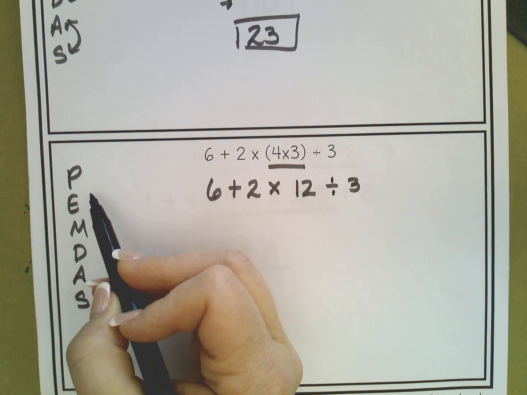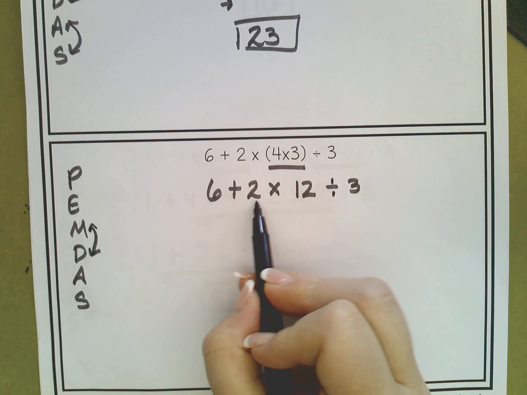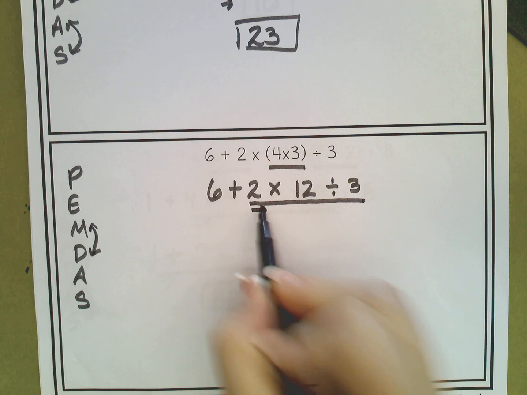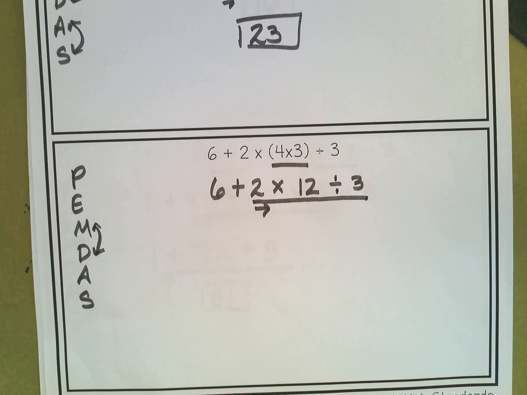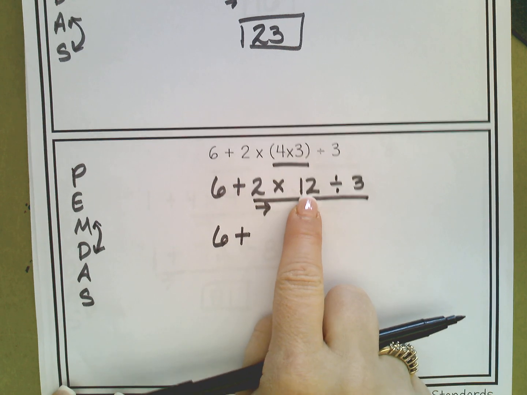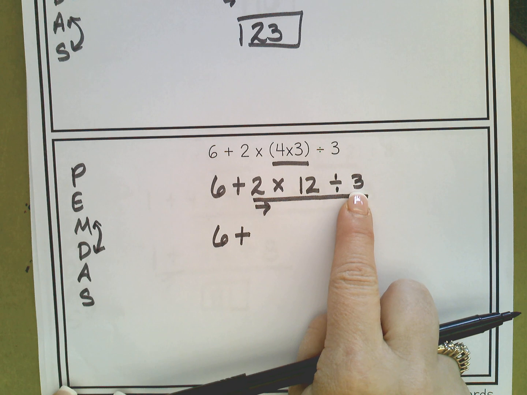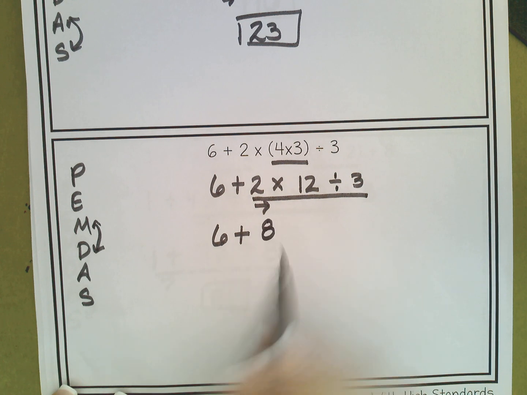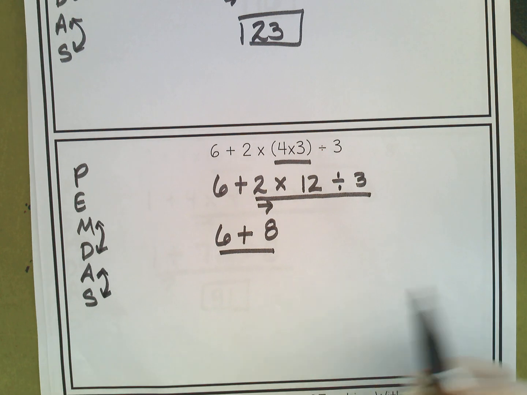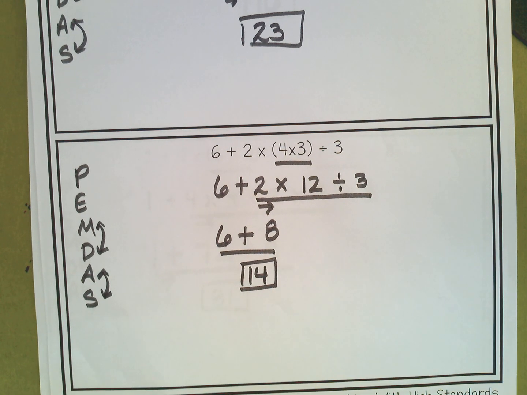Exponents, no. Multiplication and division, yes, we actually have both. We have multiplication here and division here. We're going to follow this left to right. So 6 plus 2 times 12 is 24. 24 divided by 3 is 8. So now we're down to addition and subtraction. 6 plus 8 is 14. This is going to be your model today.